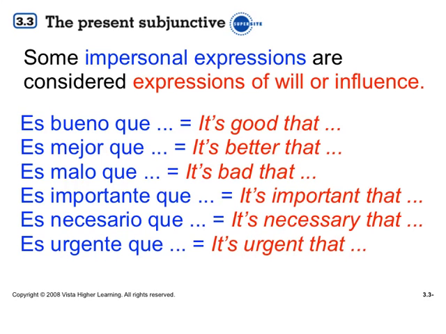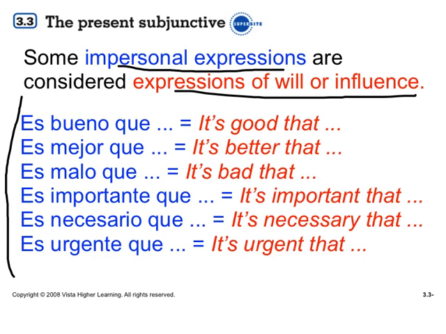And now, Class A, to wrap it up, we also have impersonal expressions that are considered expressions of will and influence. The key here, you need to remember, these will only work as bueno, es mejor, es malo, es importante, es necesario, es urgente, if there's a change in subject. If there's a change in subject from es, which means it's good that, you have to have that que. If there's a change in subject, you're going to have the que and then a new subject. Let's take a look.